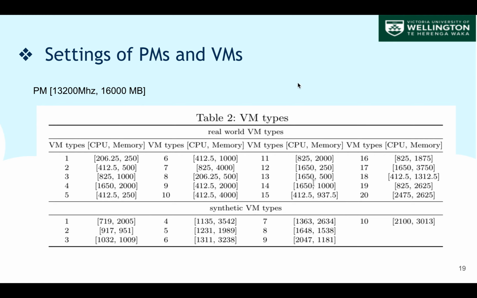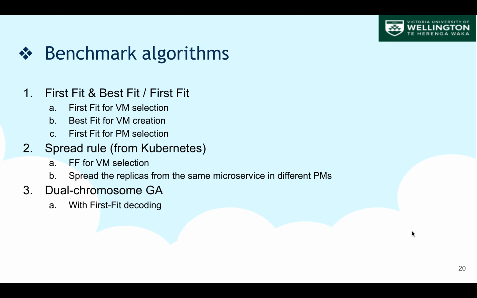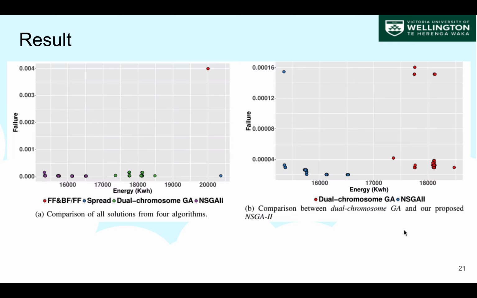For the PM settings and VM settings, the real-world VM settings have 20 types, and for the synthetic one we have 10 types of virtual machines. And for the benchmark algorithms, we are comparing with first fit, best fit, a spread rule from Kubernetes, and a single-objective GA approach.